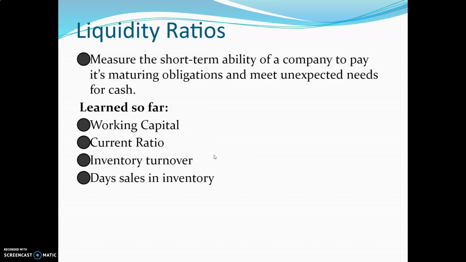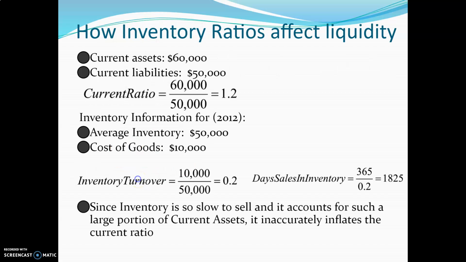We've looked at some liquidity ratios. Let's just take a look at where we are right now. They measure the short-term ability of a company to pay its maturing obligations and meet unexpected needs for cash. And what we've learned so far in this course and in grade 11 would be working capital, which isn't as good as looking at current ratio, because the current ratio is a ratio, and this just looks at numbers, and this can be super misleading depending upon the size of the company, whereas ratios take into account the size of the company, inventory turnover, which you just got to see, and days sales in inventory.